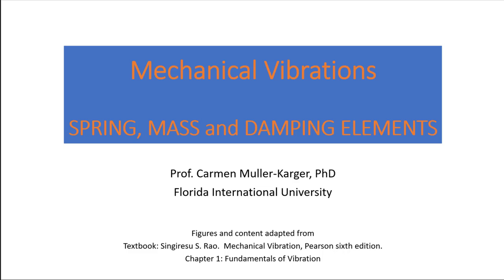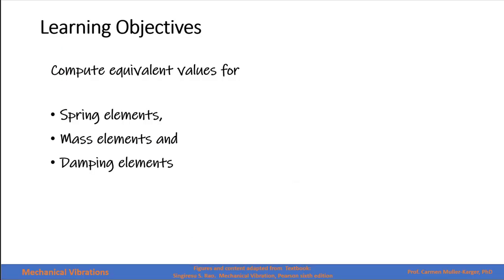Today we will talk about spring, mass, and damping elements to model mechanical systems. Some of the figures and content of this presentation are adapted from our textbook, Rao's Mechanical Vibrations, 6th edition. The learning objectives of this presentation are to compute equivalent values for spring elements, mass elements, and damping elements.